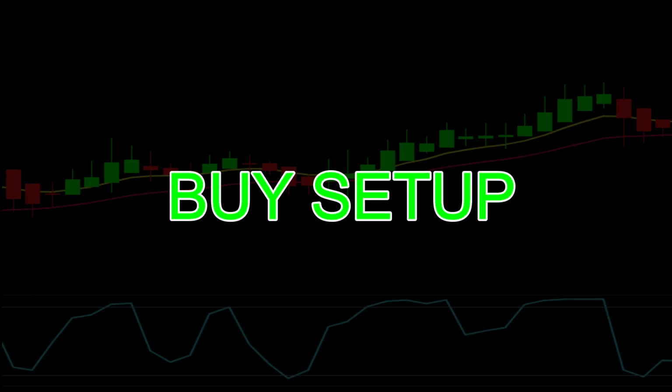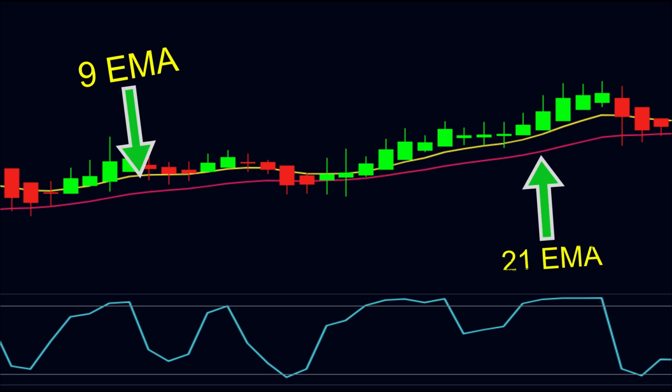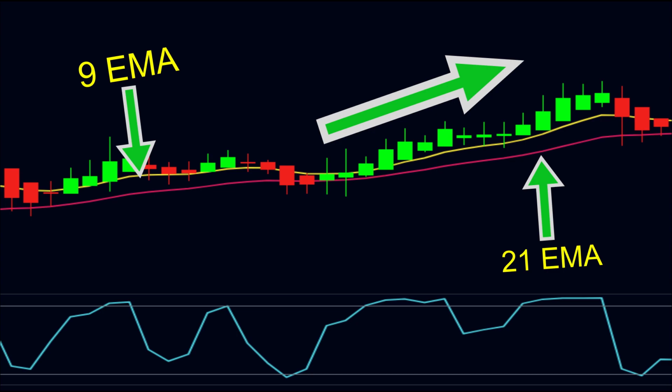Now here consider for buy setup first. As we discussed before, we will buy when price is in uptrend. So here we have plotted 9 EMA and 21 EMA to find the trend of the stock. Here 9 EMA is above 21 EMA, and they both are inclined to upward direction, so it is called that the price is in uptrend.